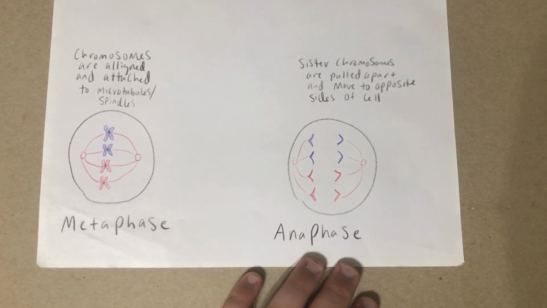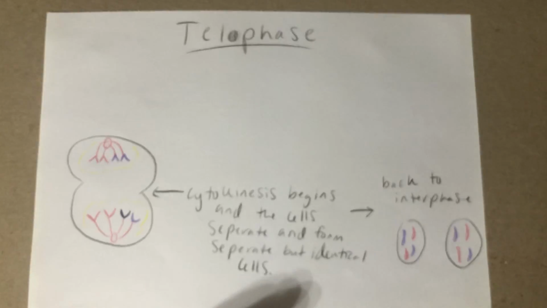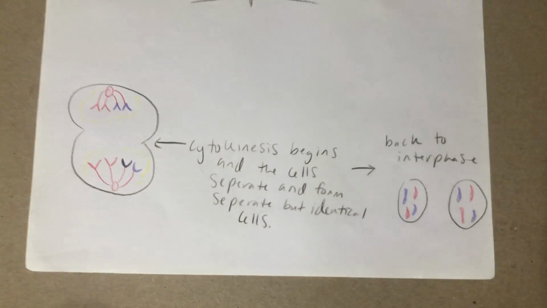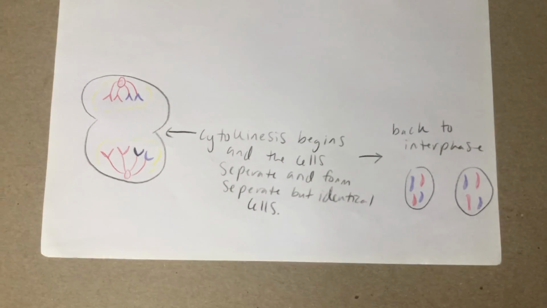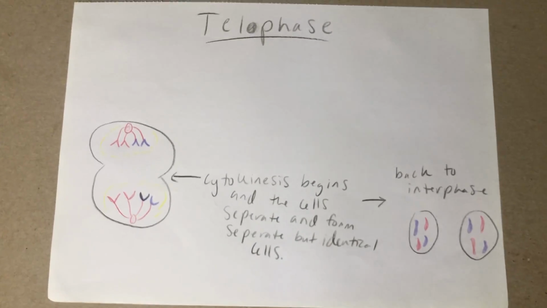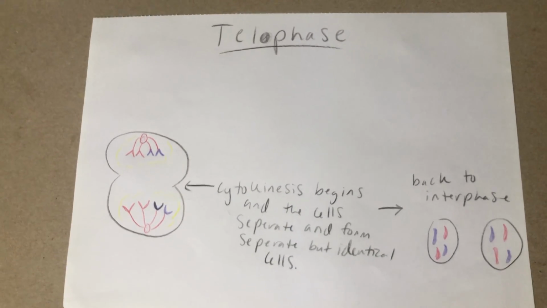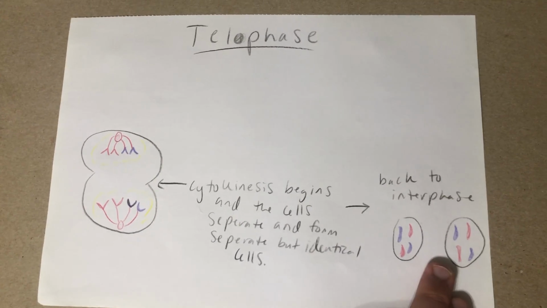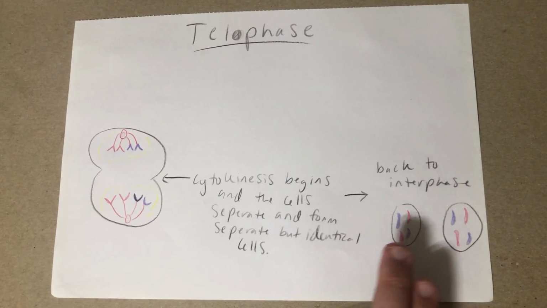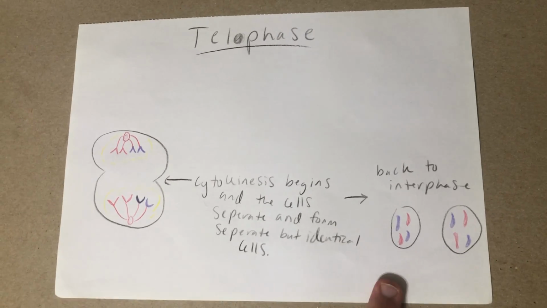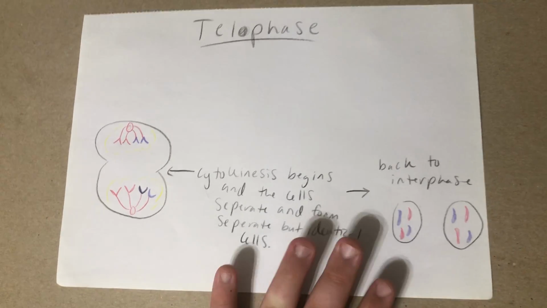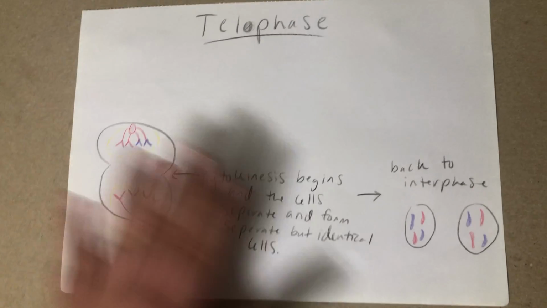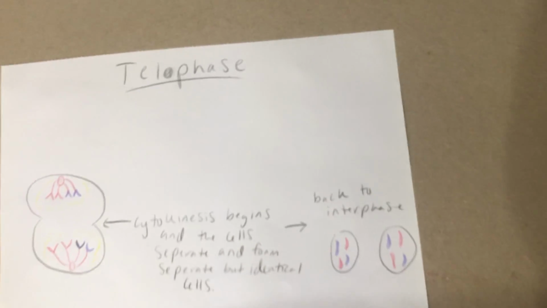Now following anaphase, we have telophase, which is the final stage. In this stage, we see the two separate ends of the cell developing, and a process known as cytokinesis begins, and the cell separates and forms two identical cells, as you can see right here. This will actually go back to repeat the cycle and return to interphase. So that's mitosis. Moving on to meiosis.